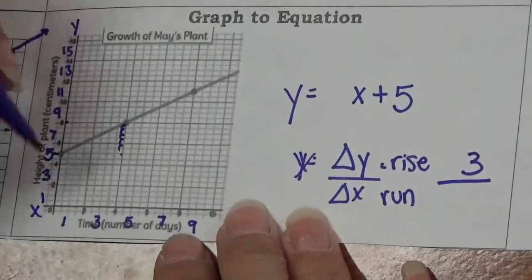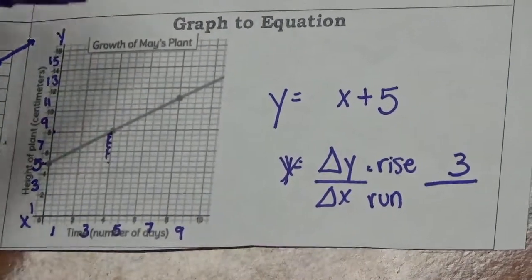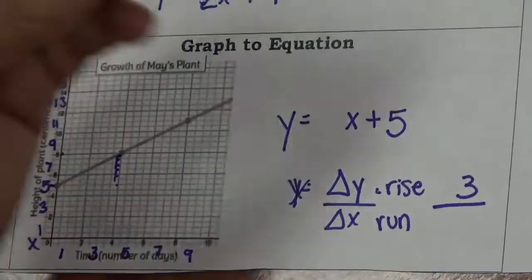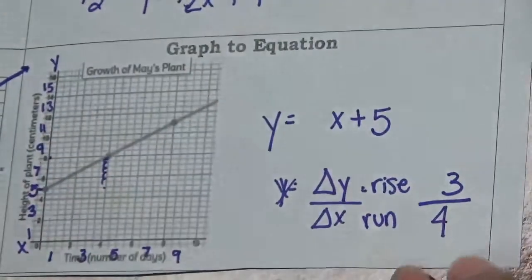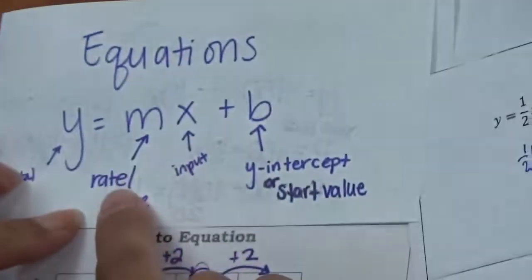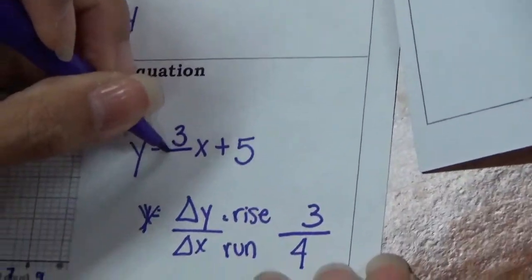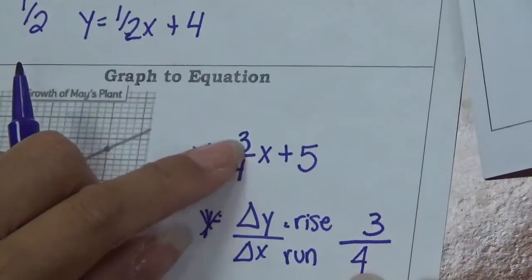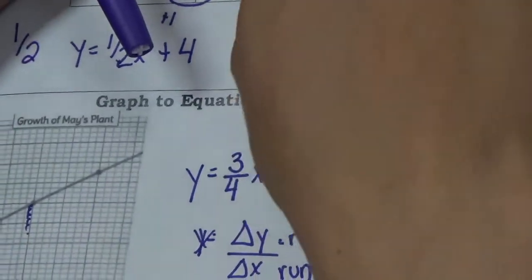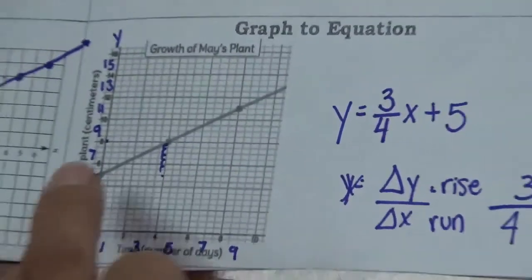All right, so now let me try this. So I started at 0, and then it ended up at 4. Oh, easy peasy. So that's my change in x, it went from 0 to 4. So my change in x is 4. All right, so now I can write this equation. When I go back and check this, y equals my slope, which is my rise over run. So that's going to be 3 fourths, or 3 over 4, sorry. And then x, plus y-intercept or start value, which is b. So my y-intercept start value was 5.